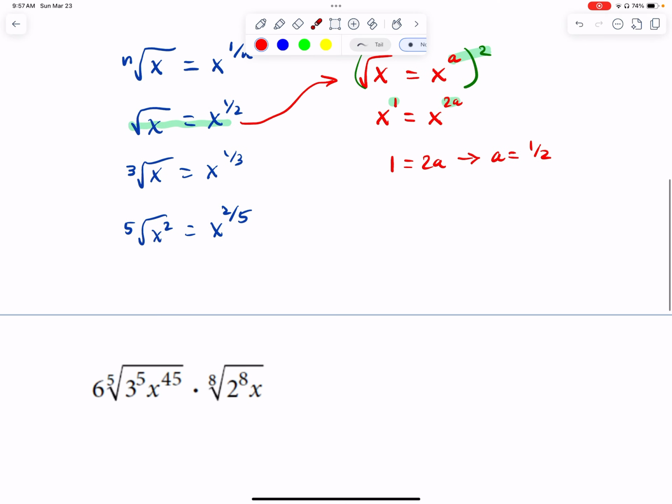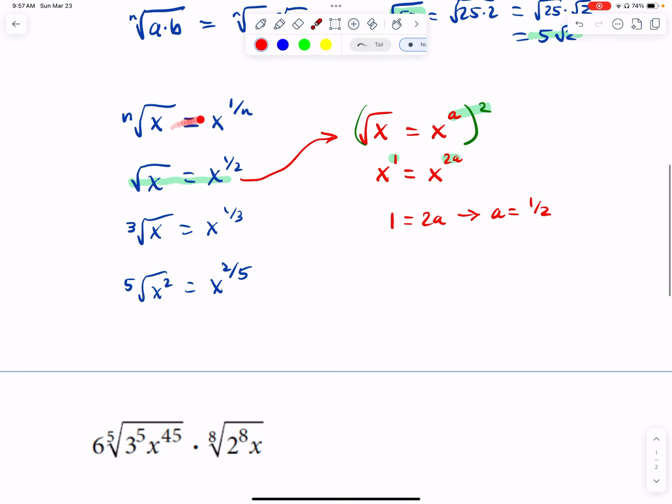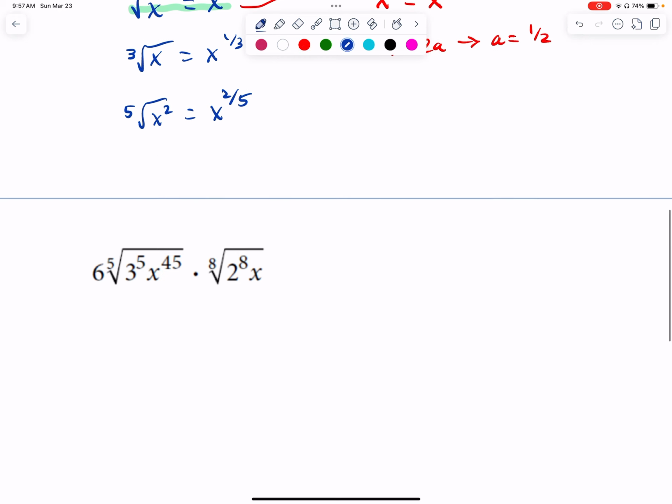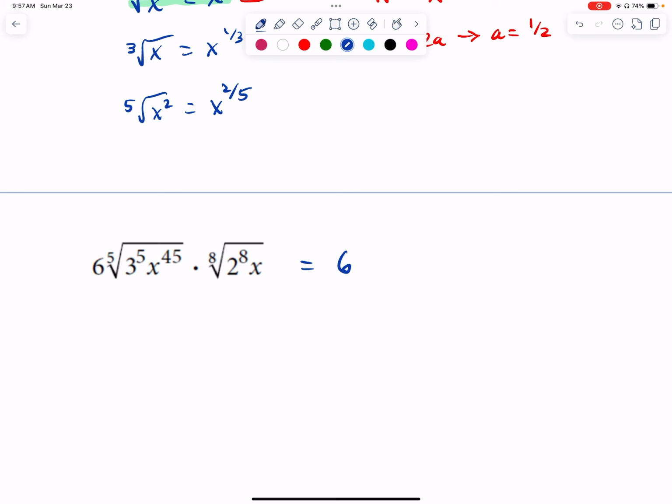I'm going to use this little property which will allow me to turn all of the roots into exponents. Okay, so the 6 is going to stay, obviously, and then the fifth root, I'm going to turn this all into basically 3 to the 5th times x to the 4, all to the 1/5 power. And then likewise over here, this 2 to the 8th x, all of this to the 1/8 power.